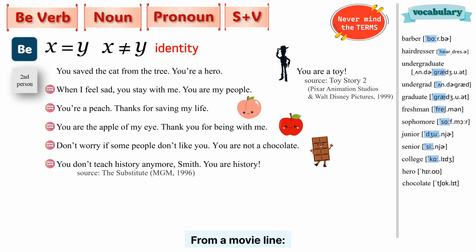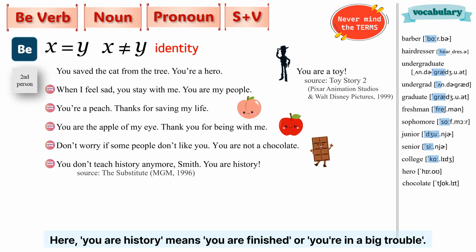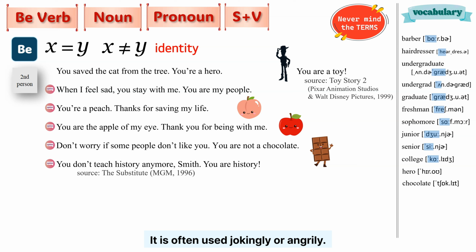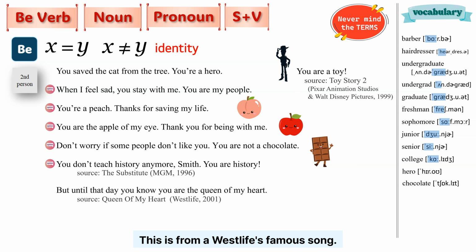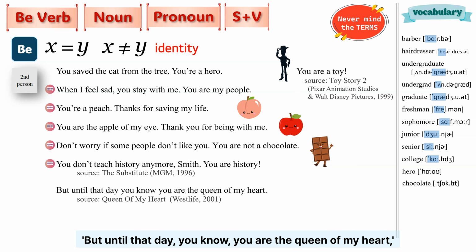From a movie line, don't teach history anymore. You are history. Here, you are history means you are finished or you're in big trouble. It is often used jokingly or angrily. This is from a Westlife's famous song. But until that day, you are the queen of my heart, meaning you are the most important person in my heart. Listen carefully to the pronunciation, stress, and intonation.